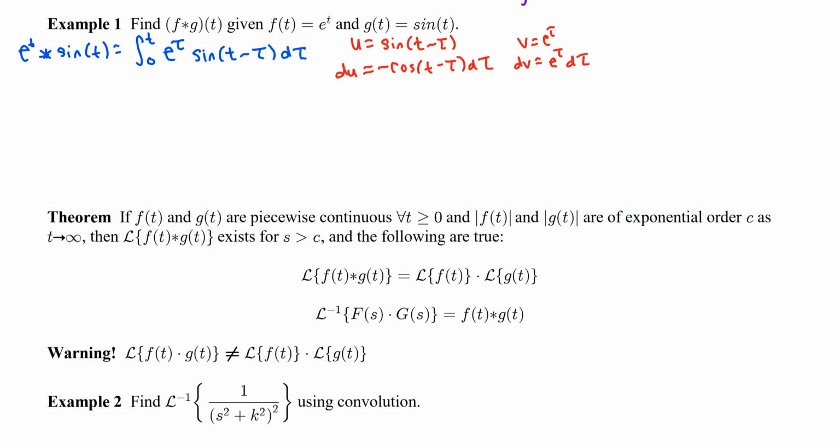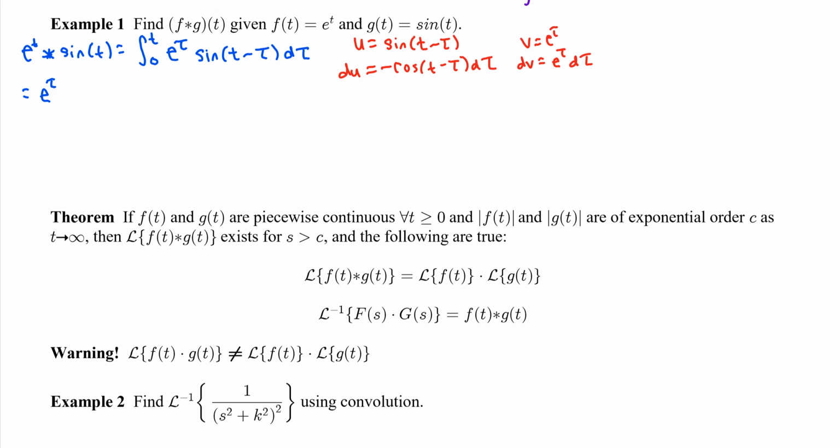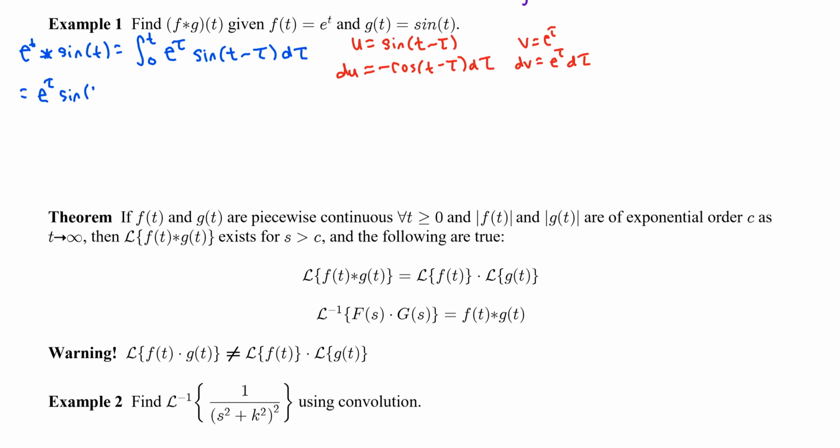Applying this to our integral, we have u times v. I'm going to write that e to the tau times sine of t minus tau, u times v, this needs to be evaluated from 0 to t, minus the integral of v du. That's going to be e to the tau times negative cosine of t minus tau d tau. So notice the negative from the du I used cancels out the minus from integration by parts to simplify.